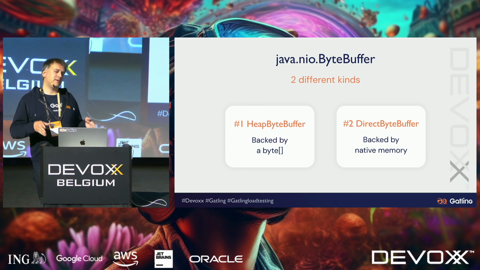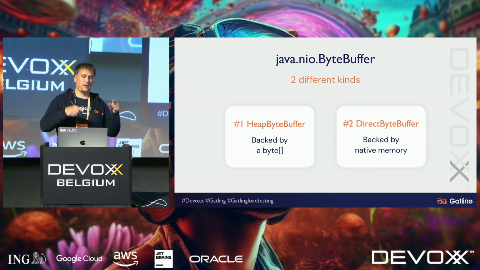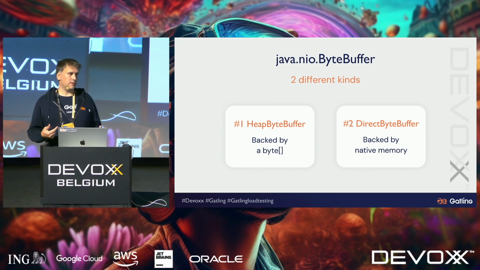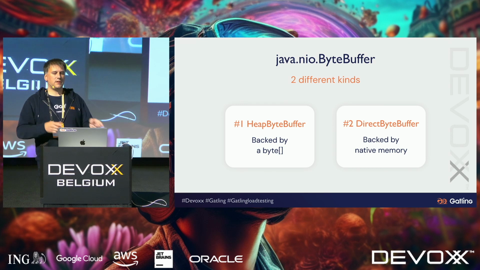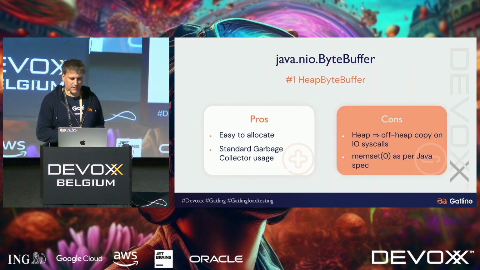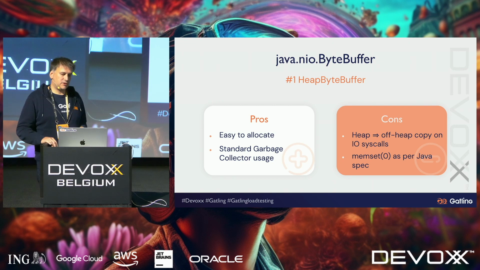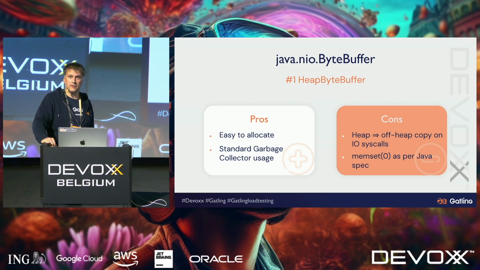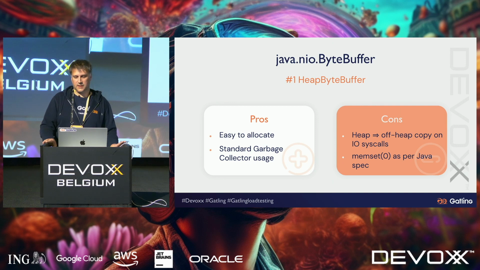ByteBuffer actually has two different kinds. The first one is heap byte buffers. Those are backed by a byte array, so in the standard heap object. And the other one is direct byte buffer, and here it's backed by off-heap memory. The advantage of heap byte buffers is that they are easy to understand for Java developers who are very used to the garbage collector. Everything lives in the heap, and this memory gets easily garbage collected by the GC.